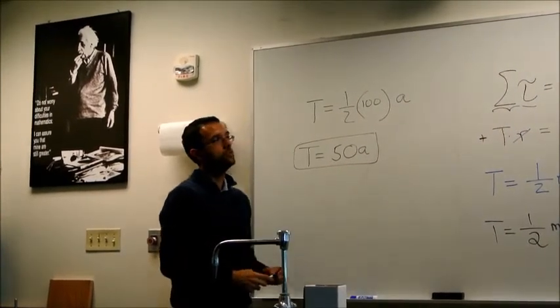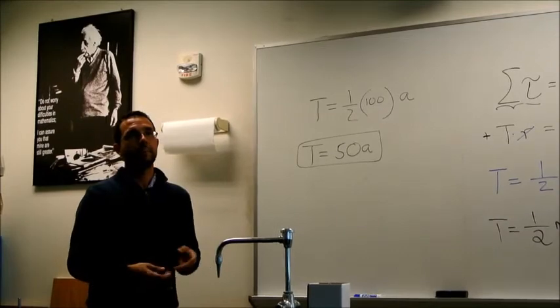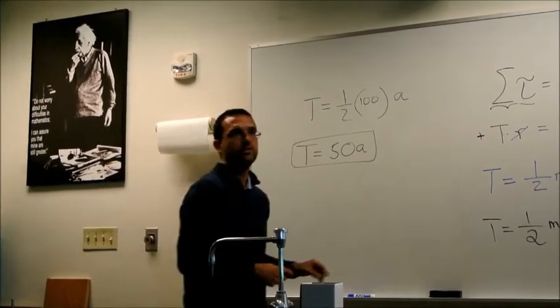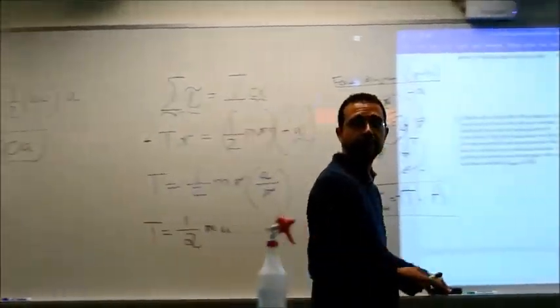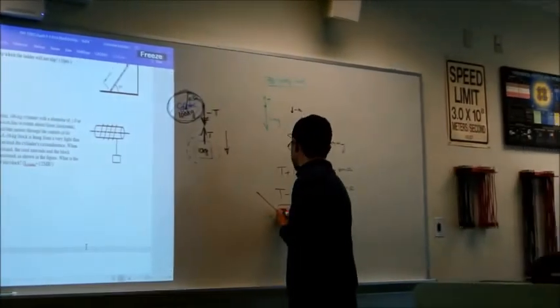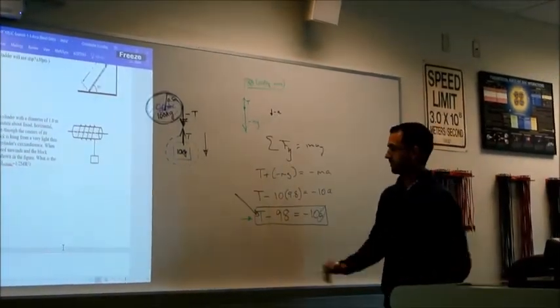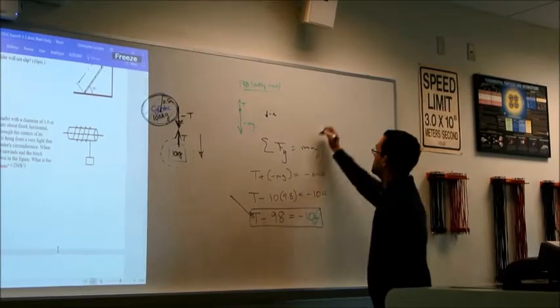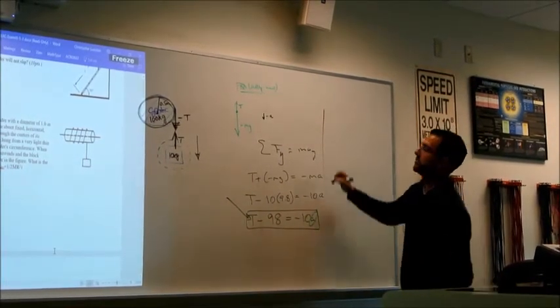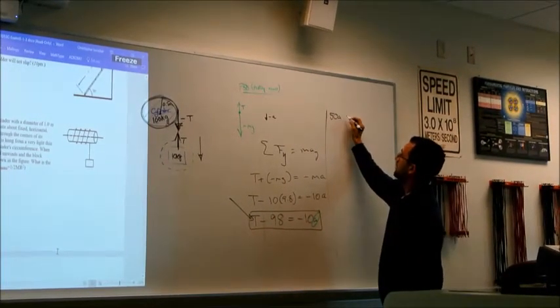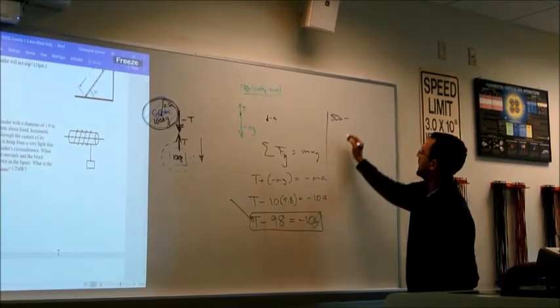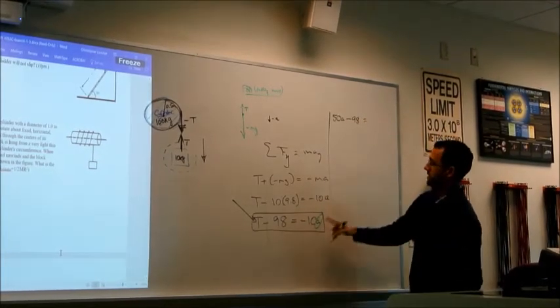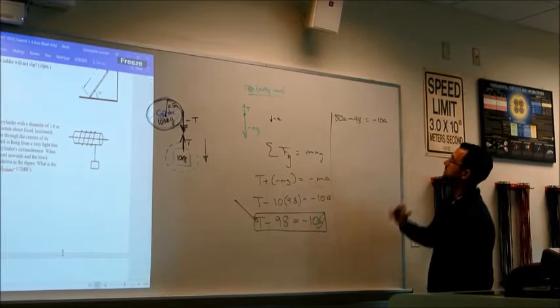So now, what would I do next? Substitute one of those into that equation, and then we'll be done. So we're going to take that T, and we're going to plug it in here, and then we'll be done. So let's do that over here. So the tension is 50A minus 98 is equal to negative 10A.